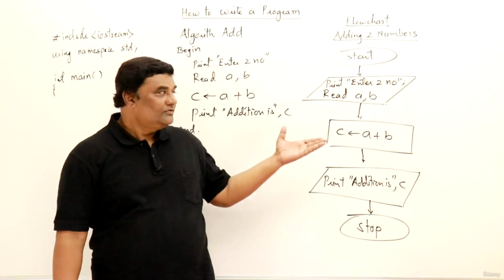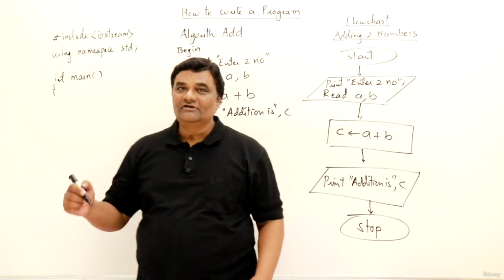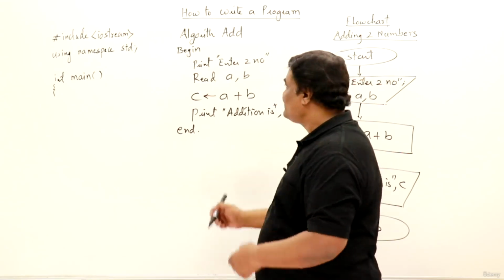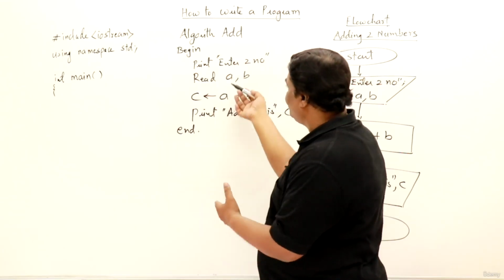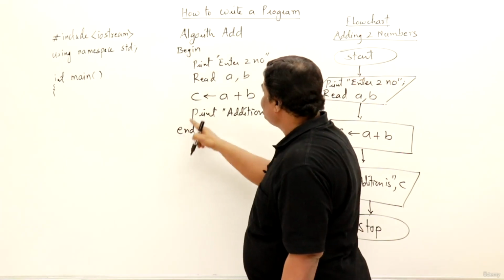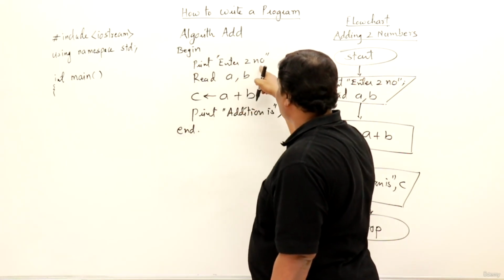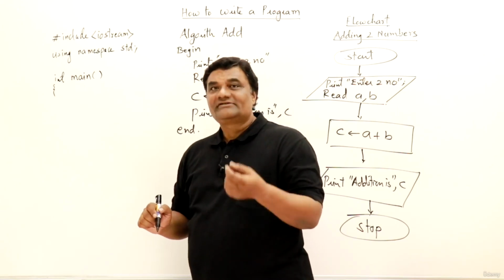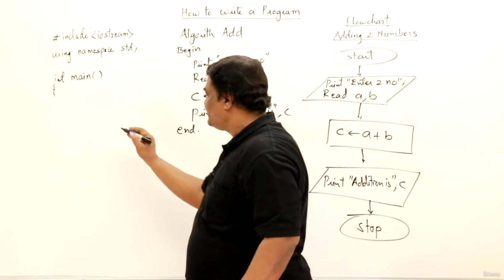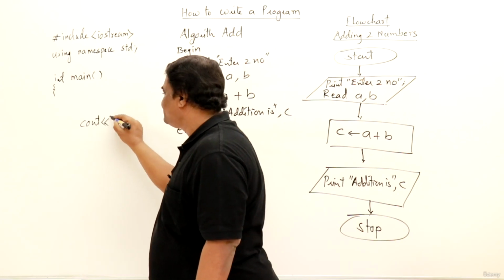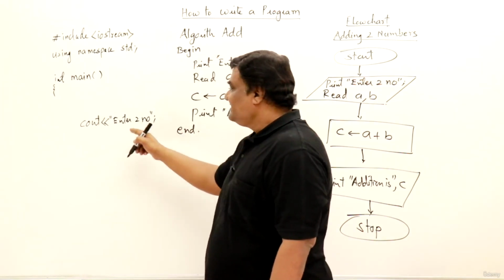Now what I have to do? Here I have a flowchart, here I have an algorithm. These two things I have to convert. So let us read it. What are the things that I have to do? From the algorithm we'll convert it into a C++ program. See, begin. Inside this, first is print enter two numbers. How to print anything on the monitor? cout, we know that. So here I will write cout enter two numbers. This will print this message on the screen.